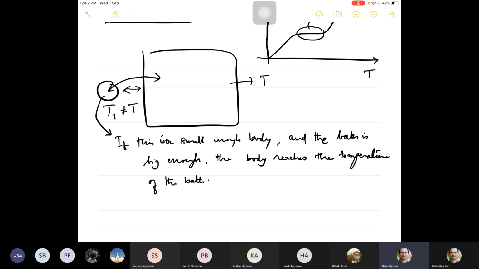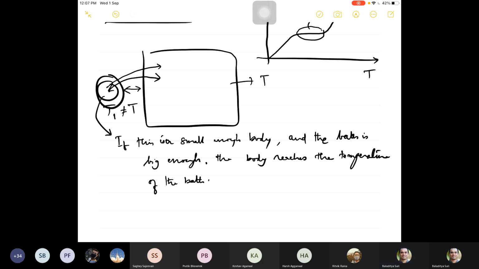Now, this is an irreversible process in the sense that energy is extracted from or given to the small body, but the bath pretty much doesn't change. So that is the assumption when we say that this is a very large bath. The bath pretty much doesn't get affected by these small changes in the state of the body.